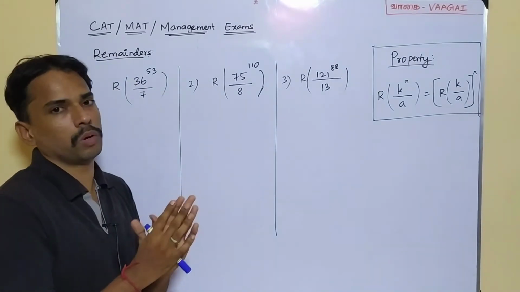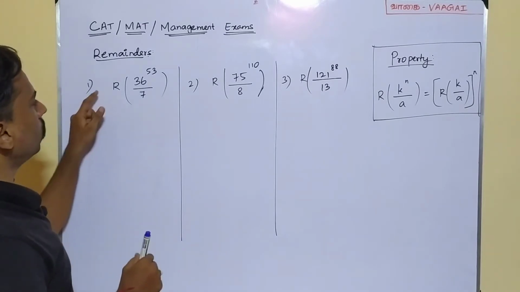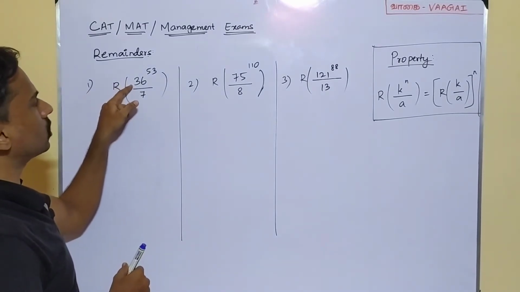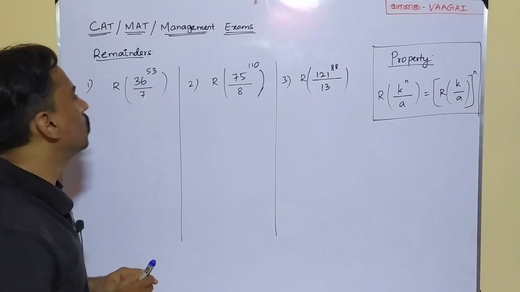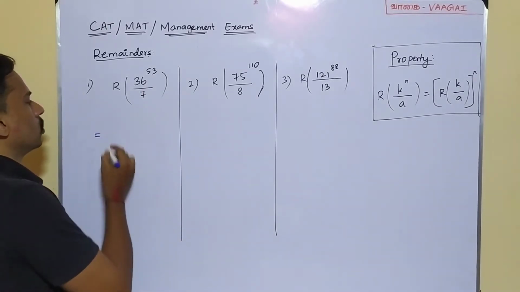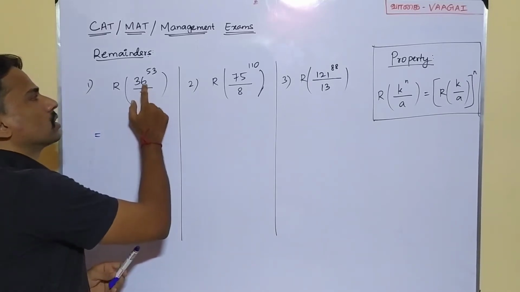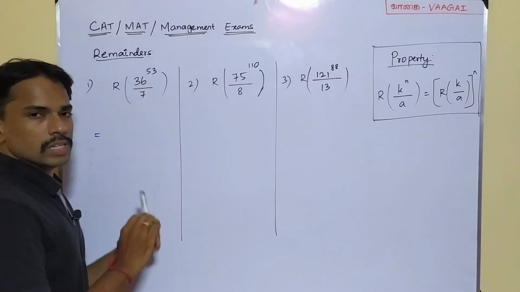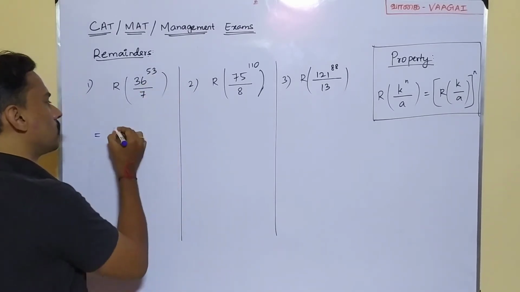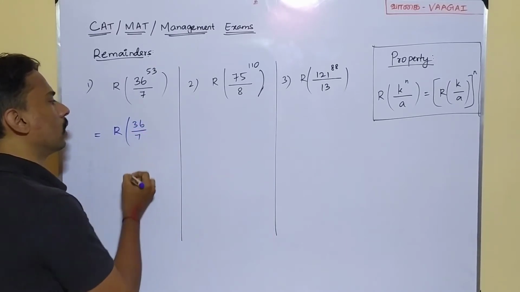Using this property, we have three problems to solve. Our first question: what is the remainder when 36 power 53 is divided by 7? Let's apply our property. First of all, just ignore this power 53 as of now. Just see what is the remainder when 36 alone is divided by 7. Is the property clear? We are using that property only.